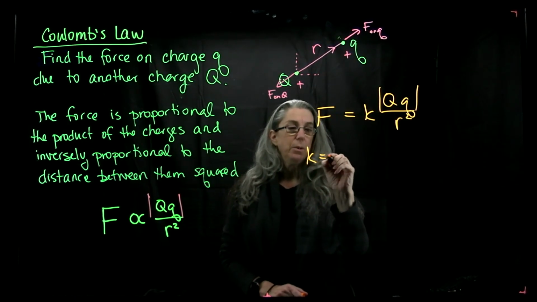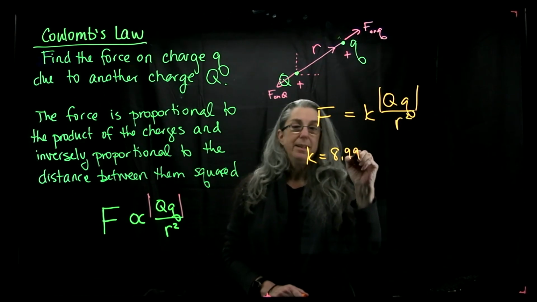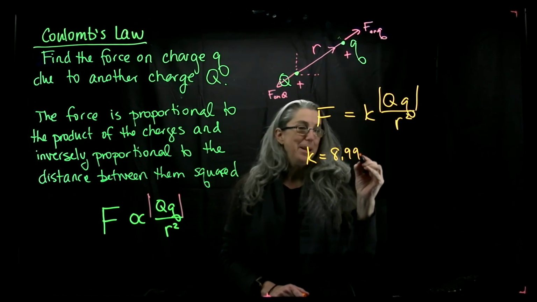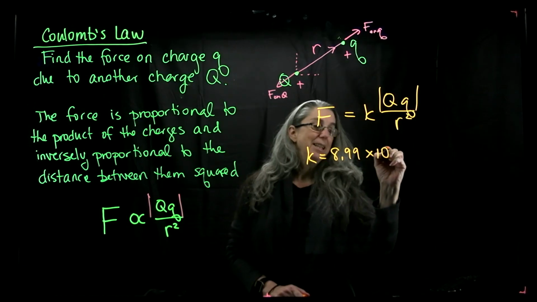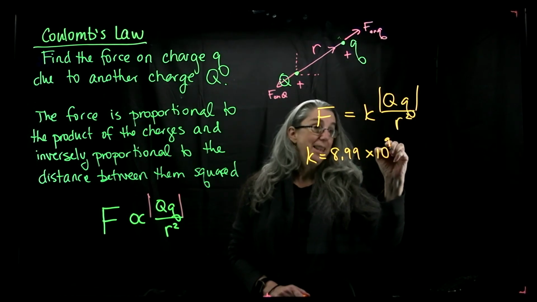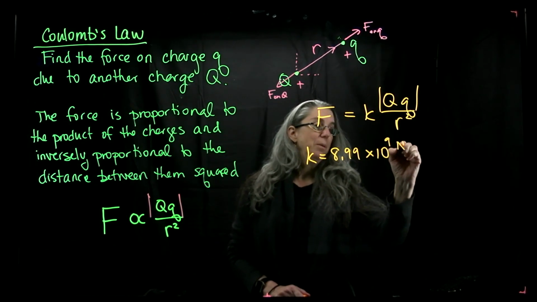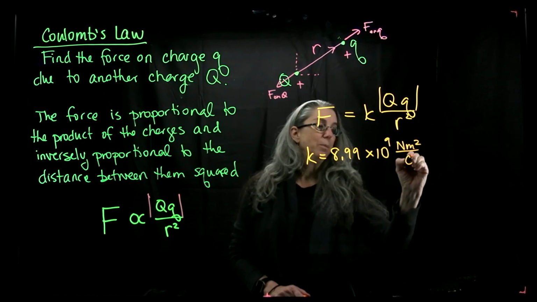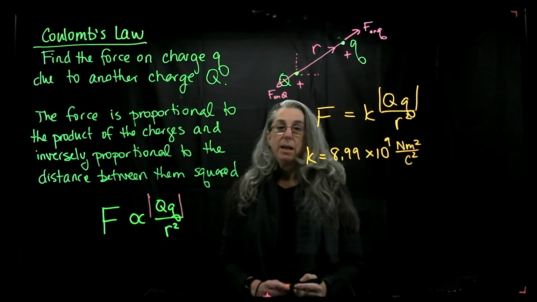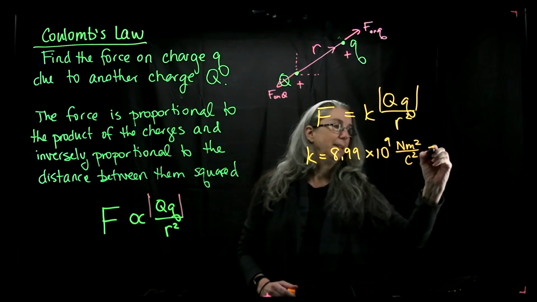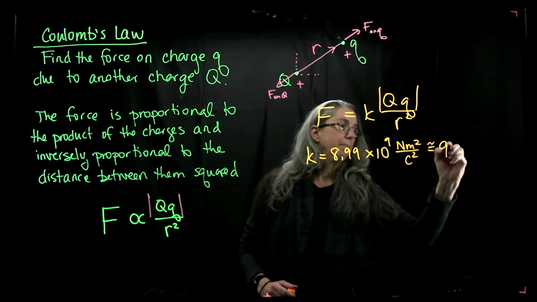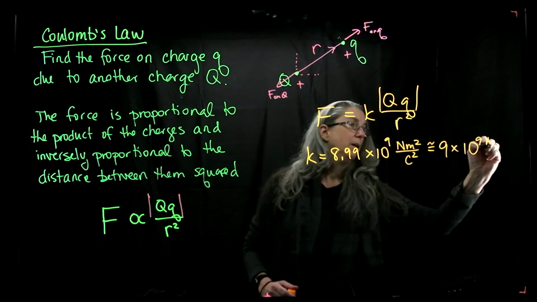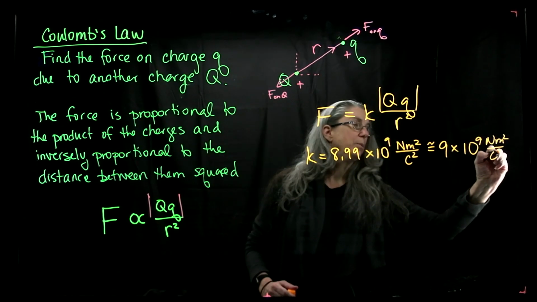K has a value of 8.99, yes, I'm just going to use 9 most of the time, 8.99 times 10 to the 9th Newton meter squared over Coulomb squared. So 9 times 10 to the 9th Newton meter squared over Coulomb squared.